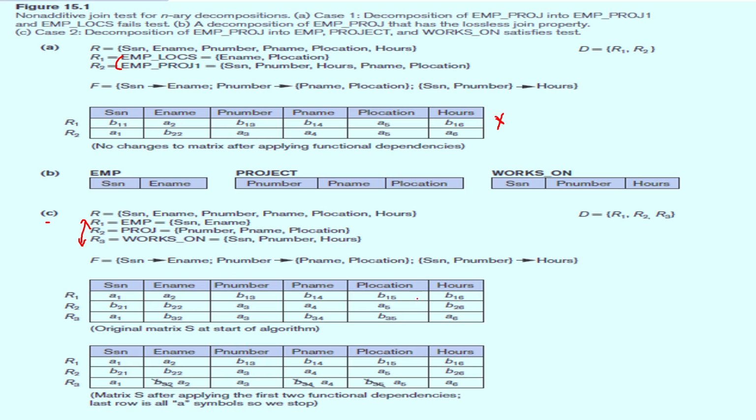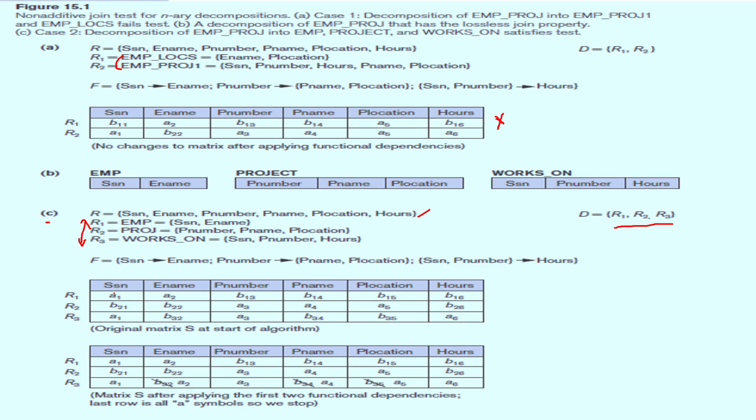You have to create a new matrix. What are the matrix rows? It is how many relations you have. In D, how many relations are there? 1, 2, 3. Then how many rows do you require in this new matrix? That is 3 rows: R1 first, R2 and R3. And how many attributes are there in R? Here SSN, E name, P number, P name, P location and hours are the attributes of this initial matrix.